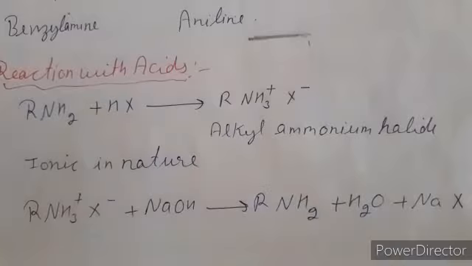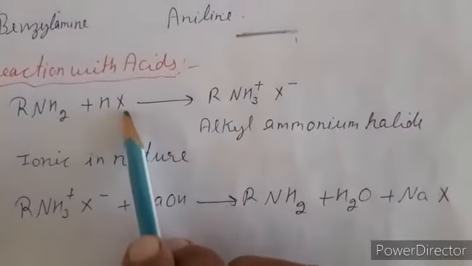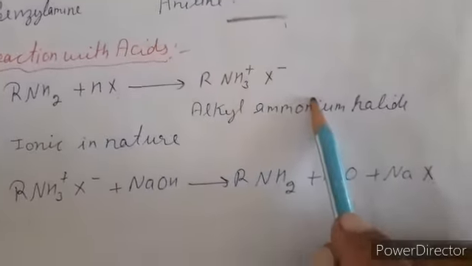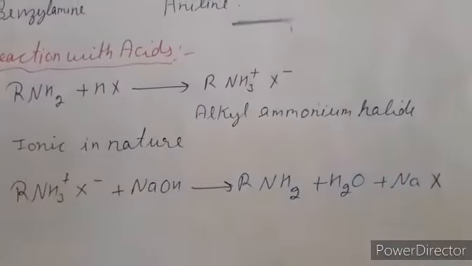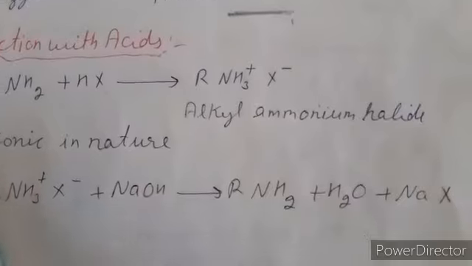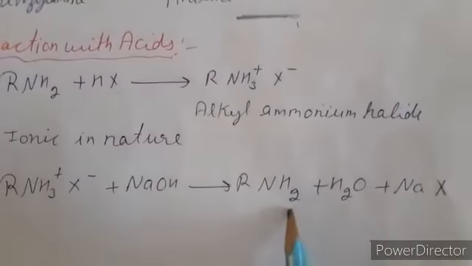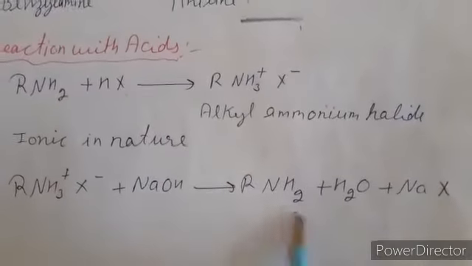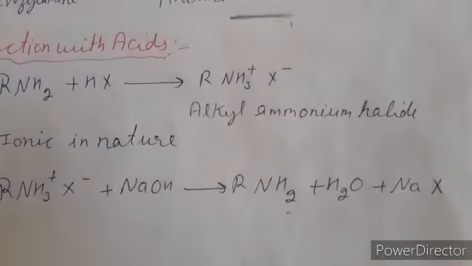How do amines react with acid? When we react amines with halogen acid, they form a salt. This reaction is called a neutralization reaction, and these salts are ionic in nature. When the salt further reacts with a base, it forms amines along with water and salt.